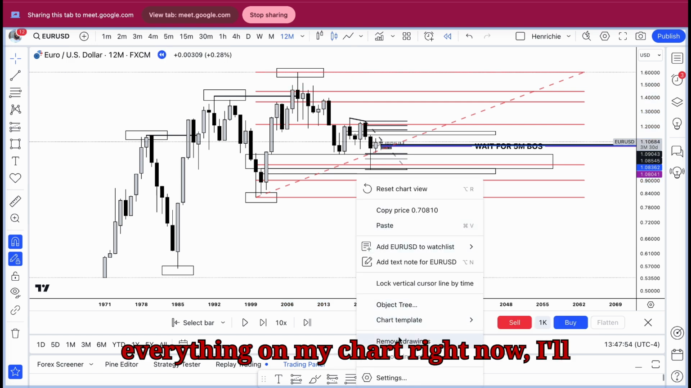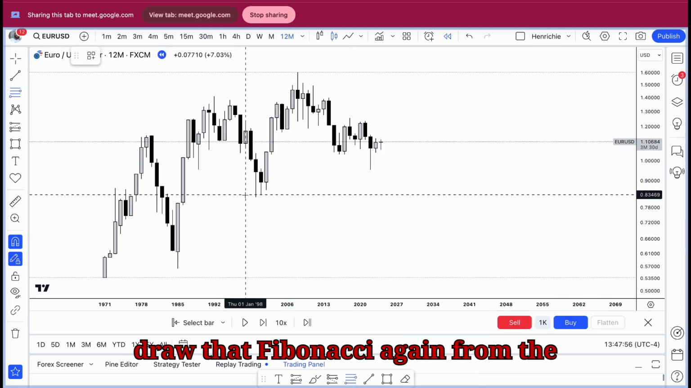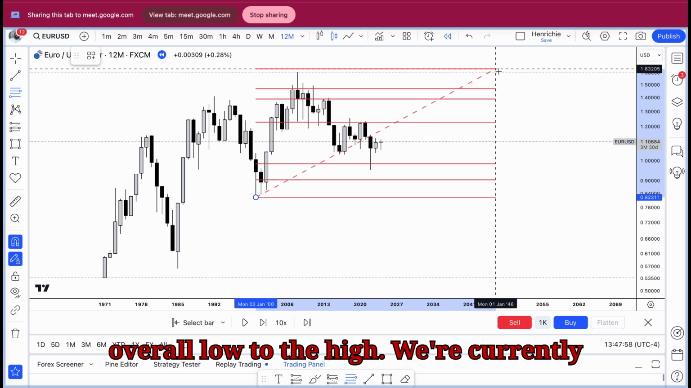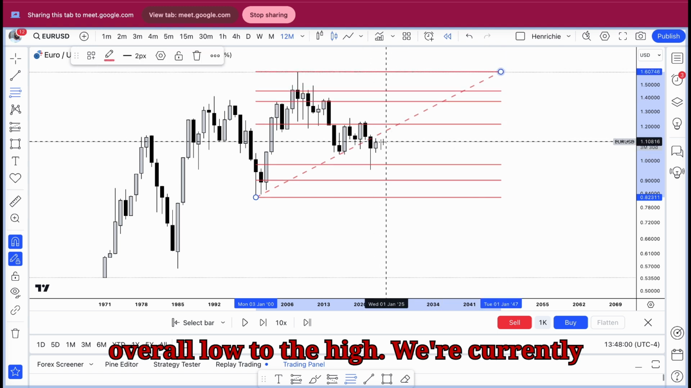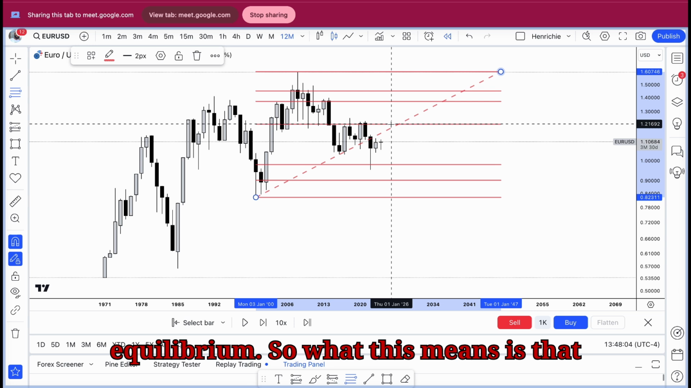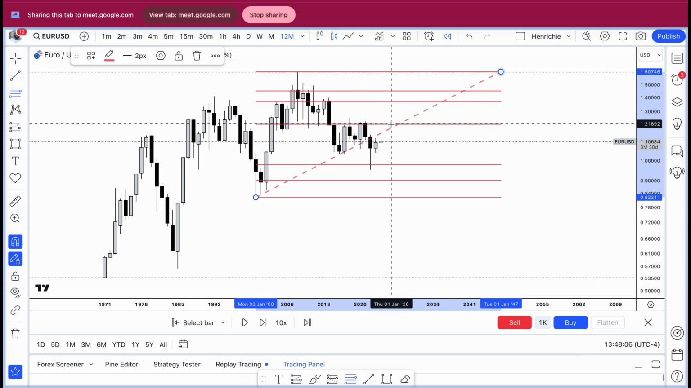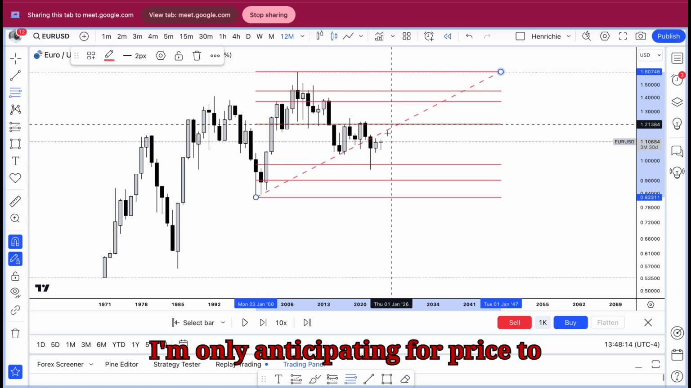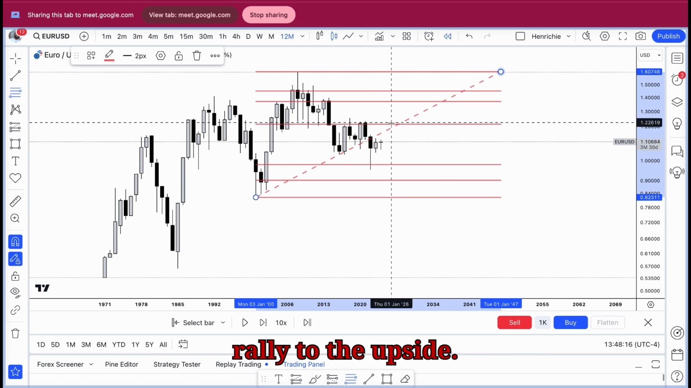Overall, if I remove everything on my chart right now and draw that Fibonacci again, from the overall low to the high, we're currently at a discount zone. And this right here is equilibrium. So what this means is that I'm always going to be a bullish trader on Euro US dollar. I'm only anticipating for price to rally to the upside.